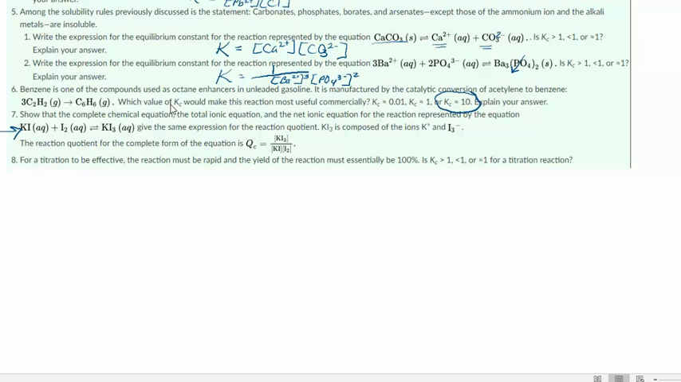Number 8, for a titration, which is a lab technique, for a titration to be effective, the reaction must be rapid and the yield of the reaction must essentially be 100%. So would the Kc be greater than 1, less than 1, or approximately equal to 1 for a titration reaction? Well, the Kc would be greater than 1 because we need more products than reactants.